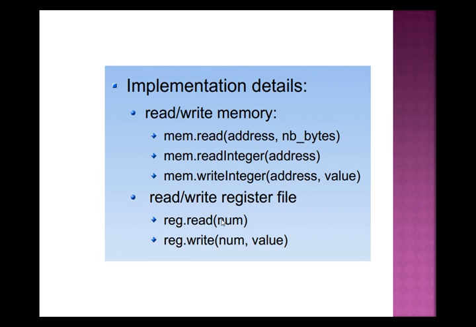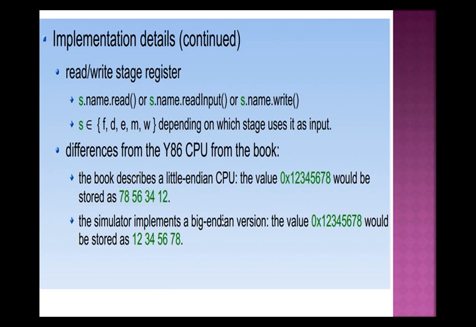One is register.read, used for reading the content of the register, and the next one is reg.write, that is register write. One is used for writing the output. So one is used for reading and one is used for writing. Implementation details also include the read-write memory and the read-write register file.